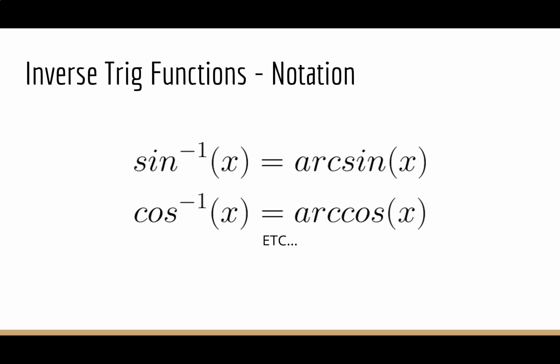However, one thing I want to make a note of before we go on is that there are two ways to write the same function. Sine -1 means inverse sine. Arc sine means inverse sine. Same thing for cosine: inverse cosine, arc cosine. There's an arc tangent, arc cotangent, all the above. Okay.